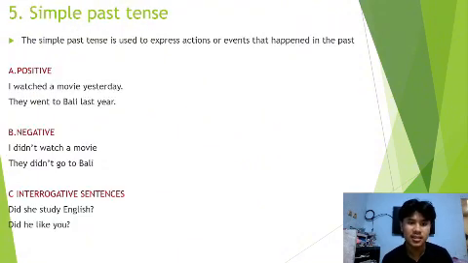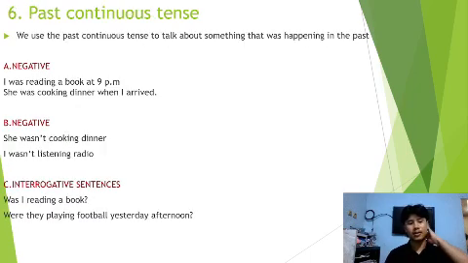The simple past tense is used to express an action or event that happened in the past. For example, positive sentence: I watched a movie yesterday. They went to Bali last year. Negative sentence: I didn't watch a movie. They didn't go to Bali. Interrogative sentence: Did you study English? Did he like you? For the next tense is past continuous tense.